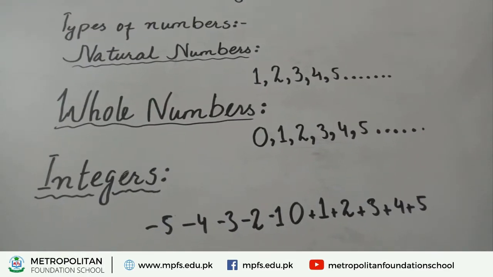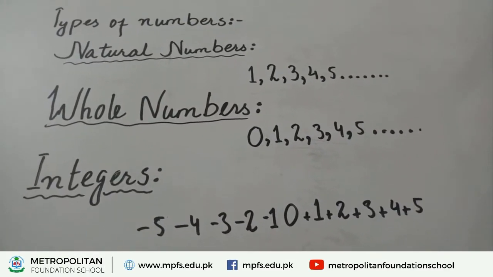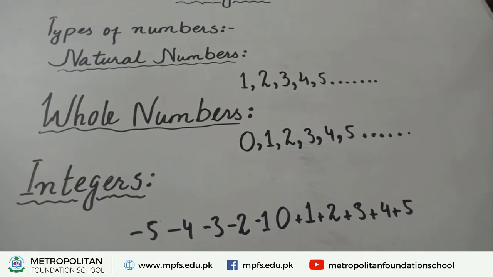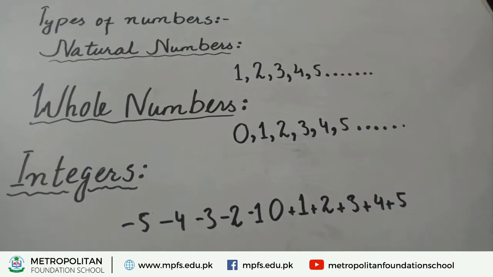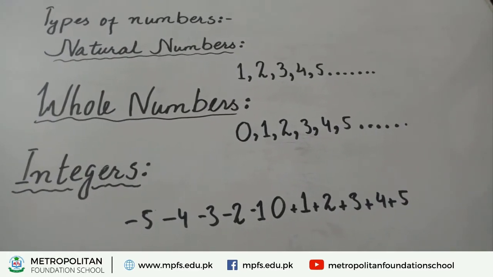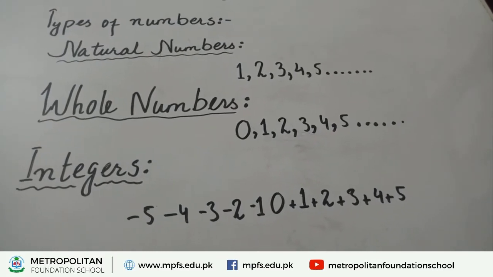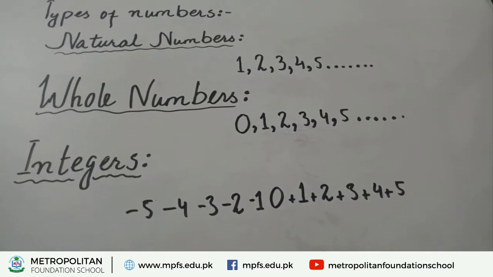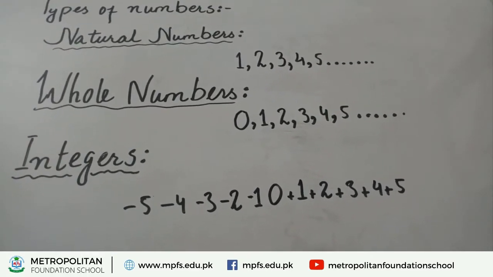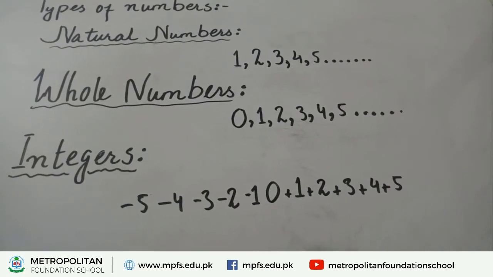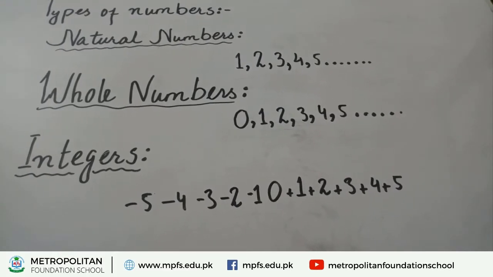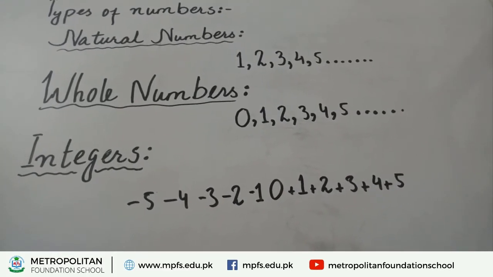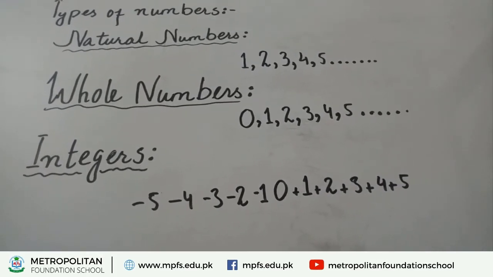You all can see the types of numbers, in which the first is natural numbers. Natural numbers are 1, 2, 3, 4, 5 and so on. Whole numbers usually start with 0, 0, 1, 2, 3, 4, 5 and so on. And now the integers, as I have defined, we have two types of integers. Number 1 positive integers and number 2 negative integers. Positive integers are plus 1, plus 2, plus 3, plus 4, plus 5 and so on, and the negative integers are minus 1, minus 2, minus 3, minus 4, minus 5 and so on.